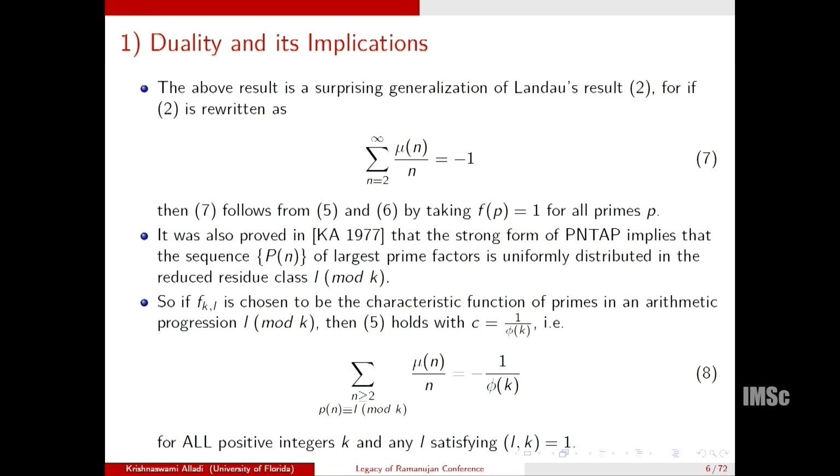Why? Because what is really happening is that series is convergent, conditionally convergent, and it goes to minus 1, and you are slicing that convergent series into phi of k sub-series, but you are slicing it in such a way that all the sub-series have the same value, minus 1 over phi of k. I don't know of any other example of slicing convergent series into equal valued sub-series.